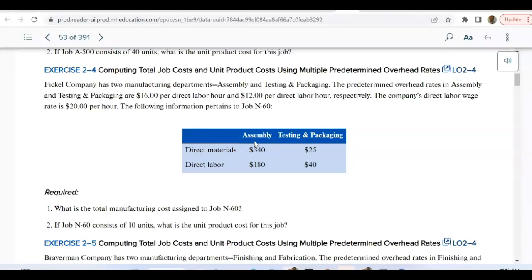Direct material for assembly, $340. Direct material for packaging, $25. Direct labor for assembly, $180. For packaging, $40. What is the total manufacturing cost assigned to job N60? If job N60 consists of 10 units, what is the unit product cost for this job?